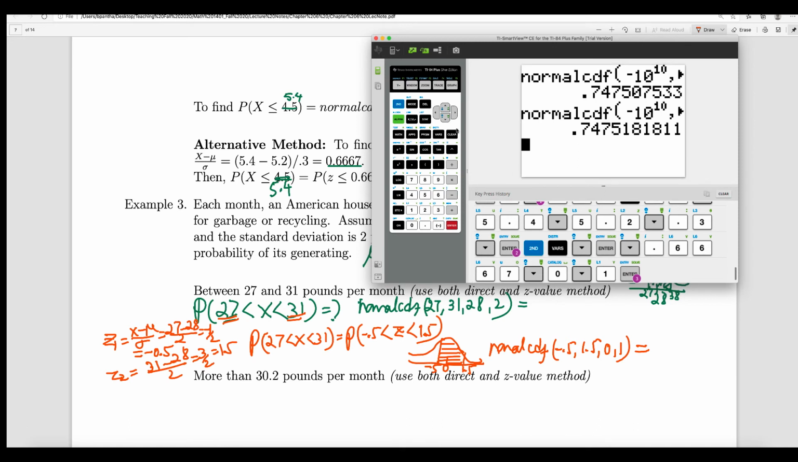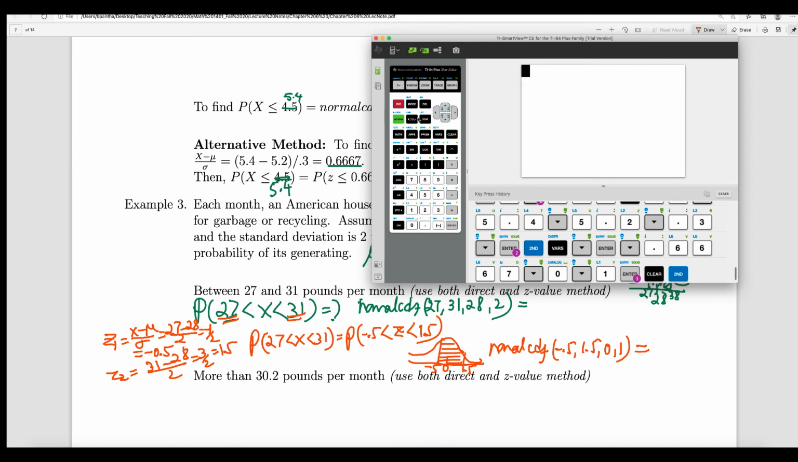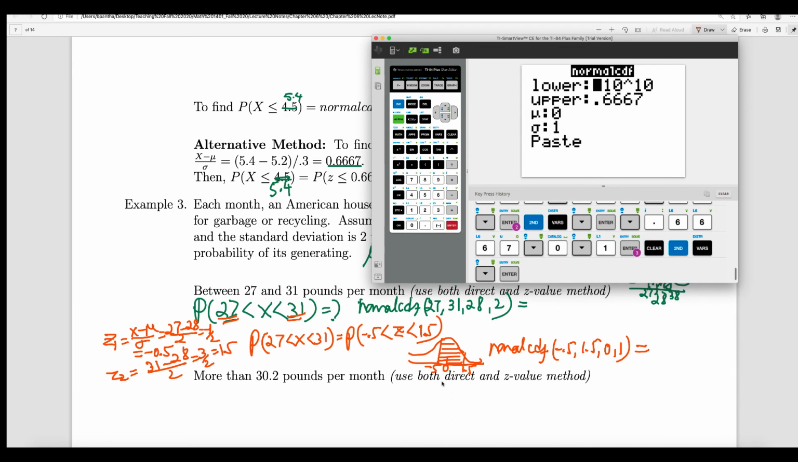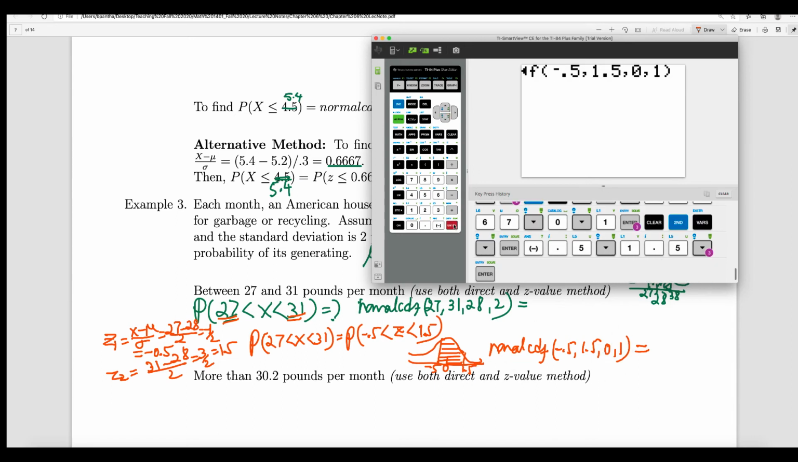Okay, so let me clear everything I have. Second verse, so normal CDF. All right, what is the left bound here? Negative 0.5, right bound is 1.5, and mean is 0, sigma is 1. I'm doing basically the g value method first. Okay, if you hit enter, you will get 0.6247.